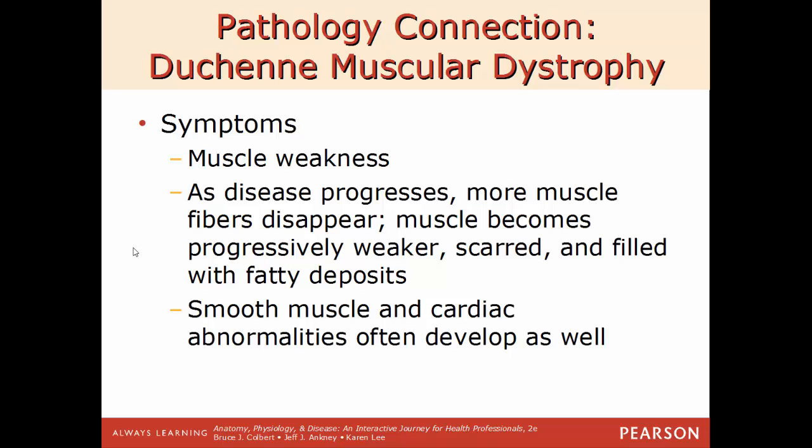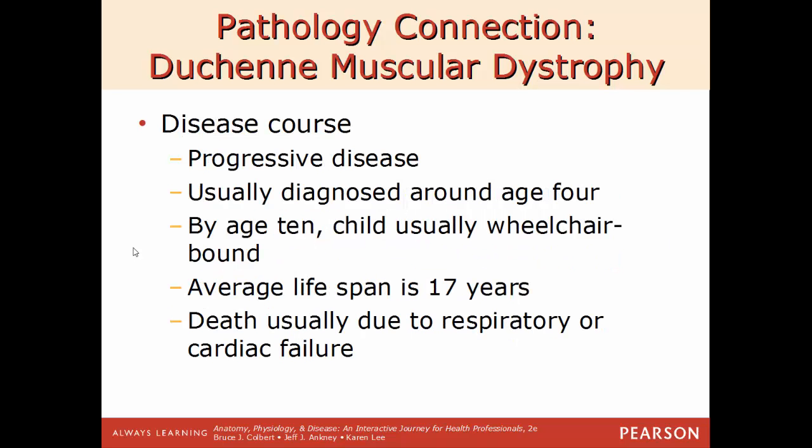So the muscles become weaker and weaker over time. They'll become more scarred, and then they'll be filled with fatty deposits in the place where they are torn apart. And then you also have smooth muscle and cardiac abnormalities that will develop as well. The course of the disease: it is a progressive disease, which means it does get worse and worse until the end point. It's usually diagnosed around the age of 4. By the time that child is age 10, they're almost always wheelchair bound.